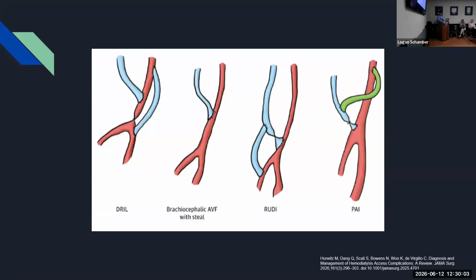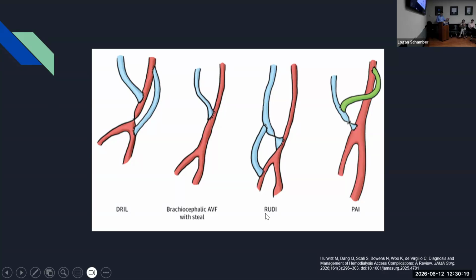Essentially, what they do is create a bypass between the arterial segments that are proximal and distal to the AV stenosis, as you can see here. And then they ligate the native artery between the AV stenosis and the distal anastomosis of the bypass. So that's how they're able to restore distal flow.